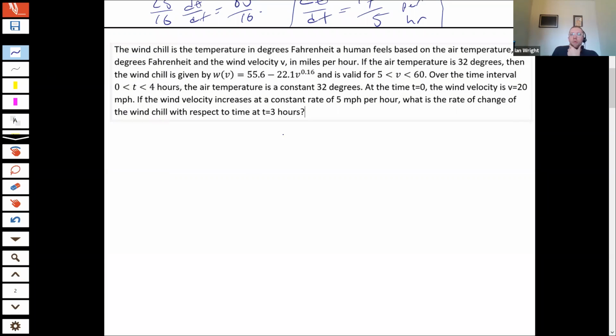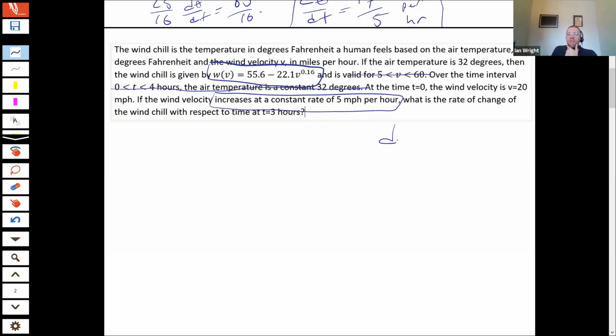So this one's like, the wind chill is blah, blah, blah. The wind chill is given by this function, W of V. And then there's a whole bunch of stuff in here that we don't really care that much about. Like this doesn't really help us. This doesn't really help us. At time t equals 0, the wind velocity is v equals 20. And then the wind velocity increases at a constant rate of 5 miles per hour.